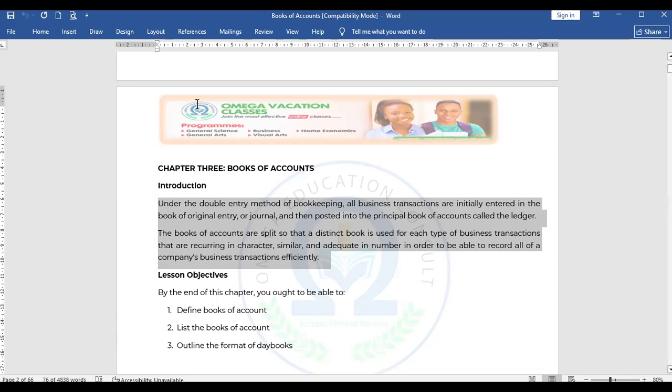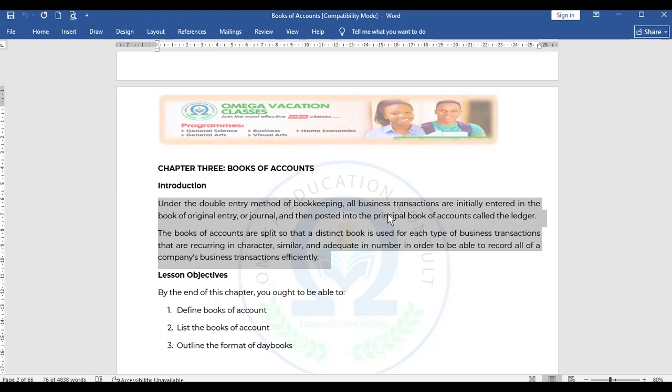Okay, thank you very much, Prof. Listowell. As you read the introduction, I think you should be able to get the impression as to the books we use in financial accounting. As you read, directing you to these books of account, you can see that they said all business transactions are initially entered in the books of original entry or journal and then posted into a principal book of account called the ledger, right?